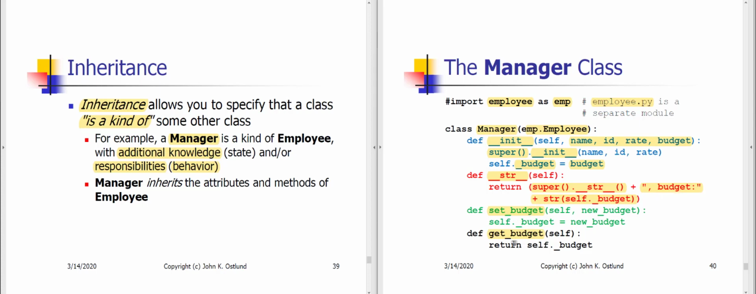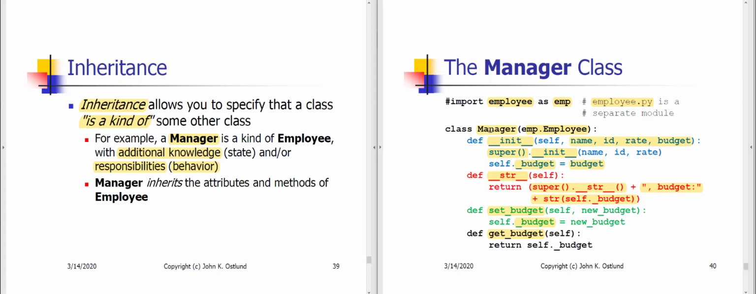Then these incremental methods, set budget and get budget, are quite simple. We pass in a budget argument and assign it into the underscore budget attribute, or else we just return the underscore budget attribute.